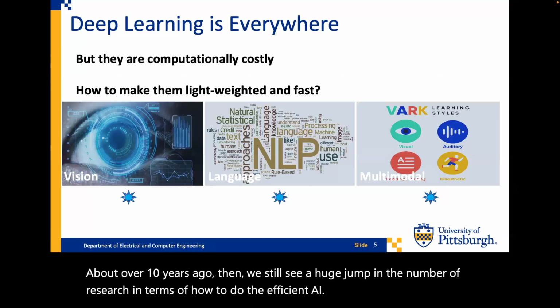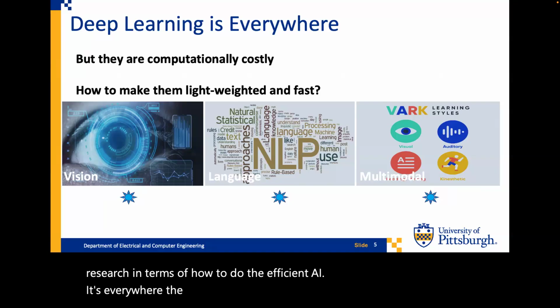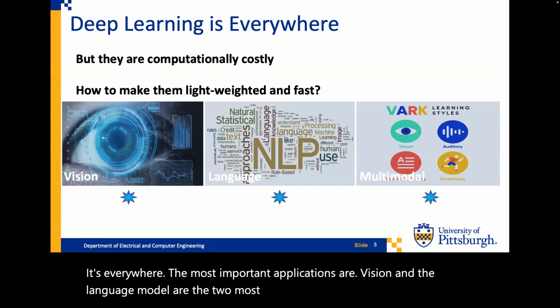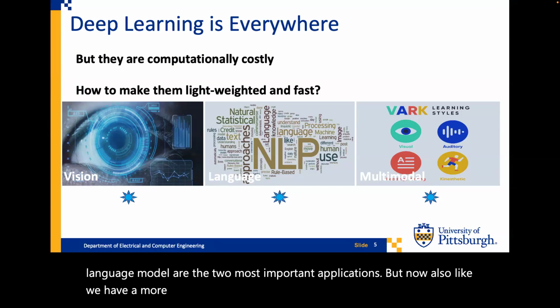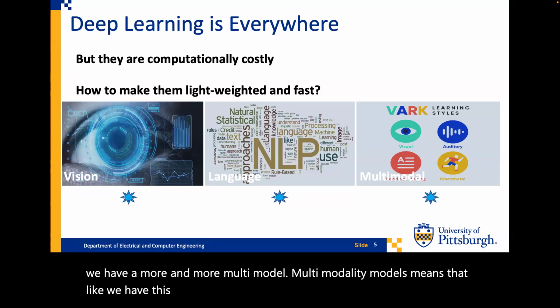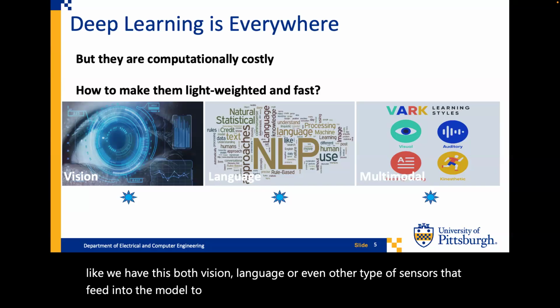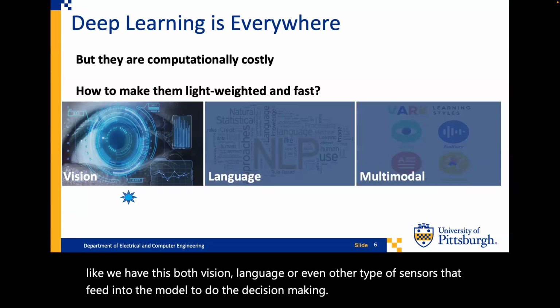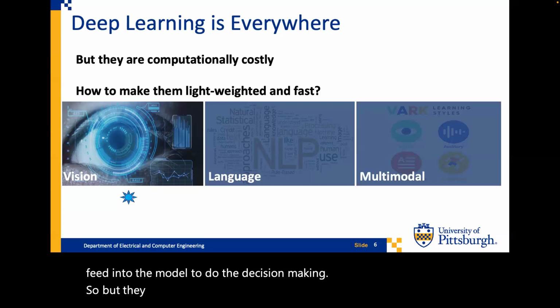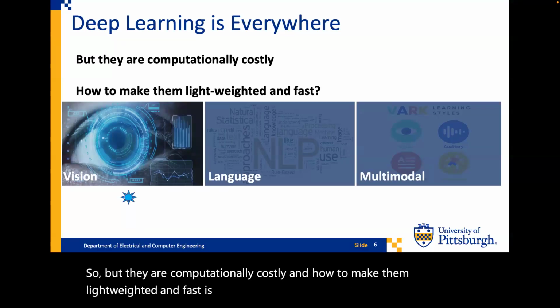It's everywhere. The two most important applications are vision and language models. But now we also have more and more multimodality models, meaning we have vision, language, or even other types of sensors that feed into the model to do the decision making. But they are computationally costly, and how to make them lightweight and fast is the core of this class.